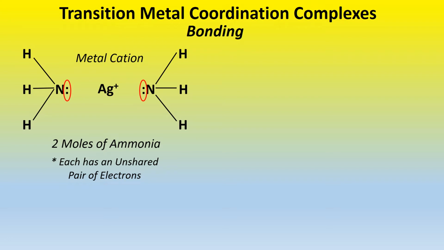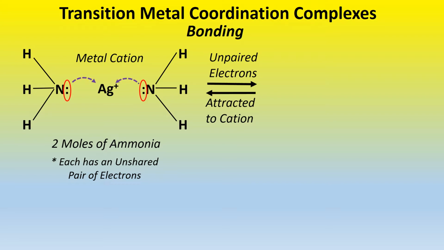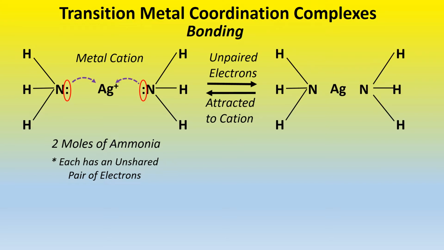I now have the unpaired electrons on the nitrogen attracted to the positive charge on the cation of the silver, and an equilibrium occurs with my product, as now shown. What makes this unique is that I have formed what is known as a coordinate covalent bond, a bond between each nitrogen and the central silver ion.